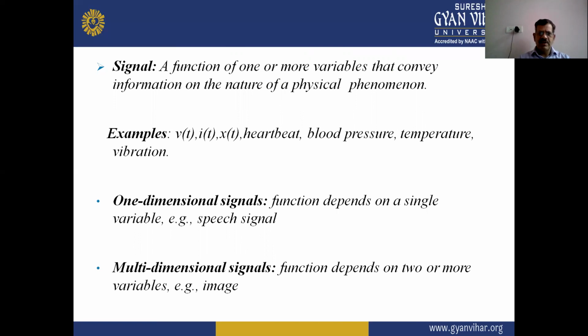A one-dimensional signal is a function that depends on a single variable, for example, speech signals. And multi-dimensional signals are functions that depend on two or more variables, for example, images. So an image is an example of a multi-dimensional signal, and a speech signal is an example of a one-dimensional signal.